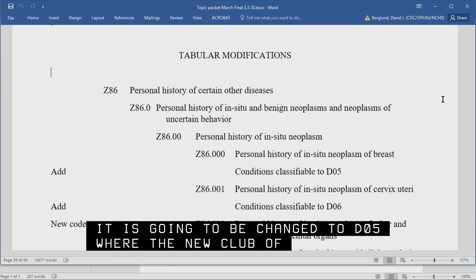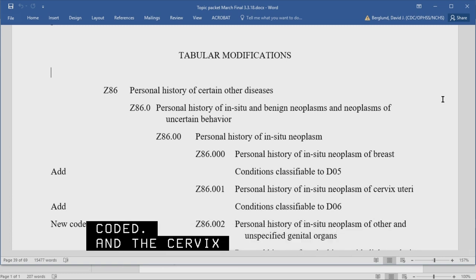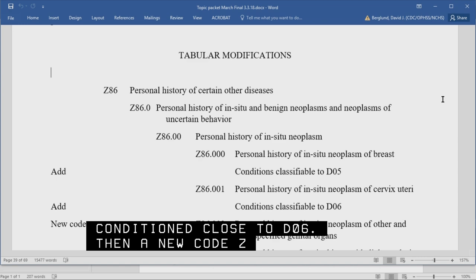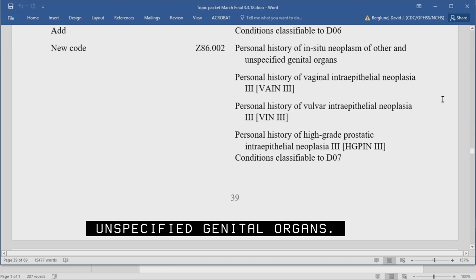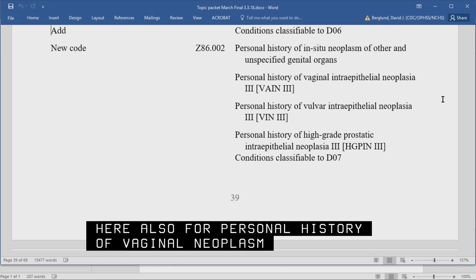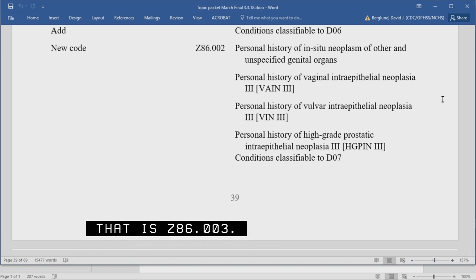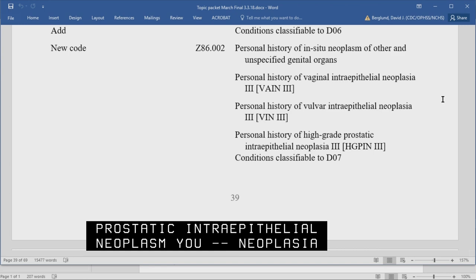Also at Z86.01, existing code, personal history of in situ neoplasm of cervix uteri, it's proposed to add a note, conditions classifiable to D06. Then it's proposed to add a new code, Z86.002, for personal history of in situ neoplasm of other and unspecified genital organs. And we would have other notes here also for personal history of vaginal intraepithelial neoplasia 3, that is, VAIN 3, sorry. Also personal history of vulvar intraepithelial neoplasia 3, VIN 3. Also personal history of high-grade prostatic intraepithelial neoplasia 3, HGPIN 3. And also a note that this includes conditions classifiable to D07.